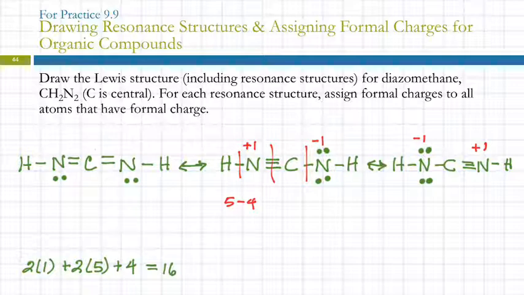You can't have two zeros? Well, we want zeros. That's the best one. Yeah. And so here what it did, it says assign formal charges to all atoms that have formal charge. So what I did is I didn't write all the zeros. Those are all zeros. It's the one with, if you get all zeros, that's the best.